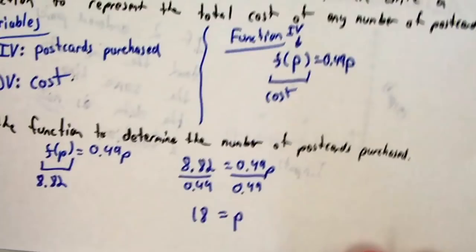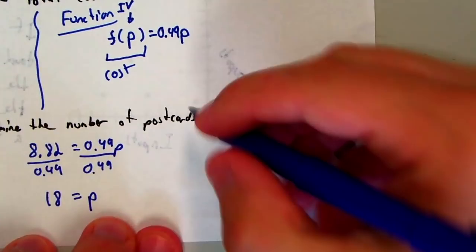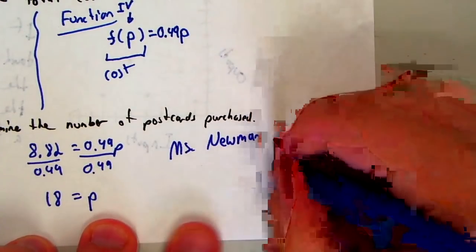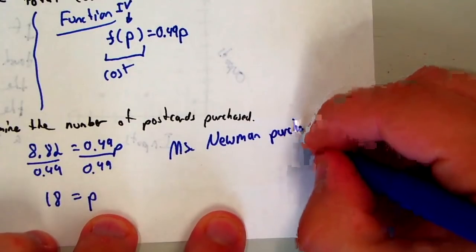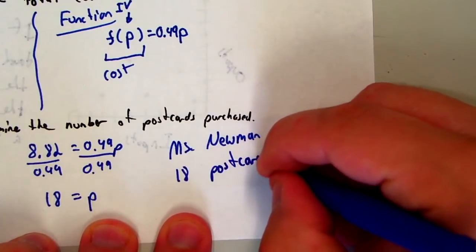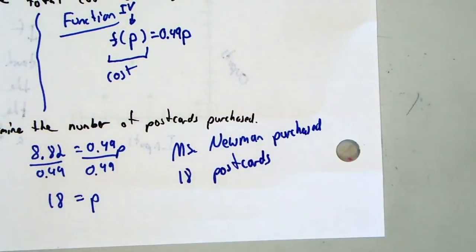And if we do that, we would get 18. And of course, because this is a word problem, we would have to say Ms. Newman purchased 18 postcards.